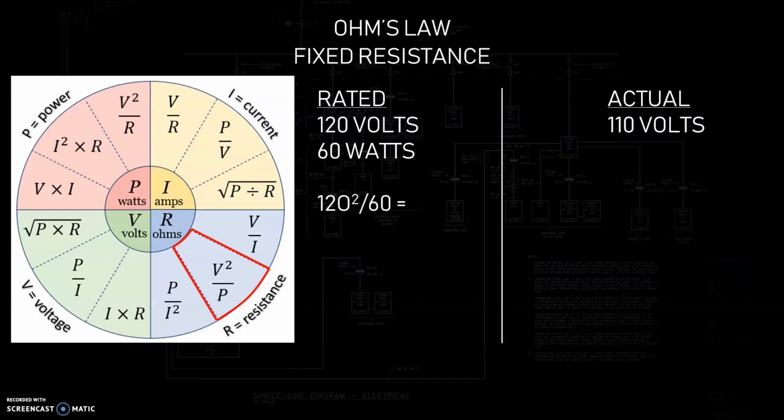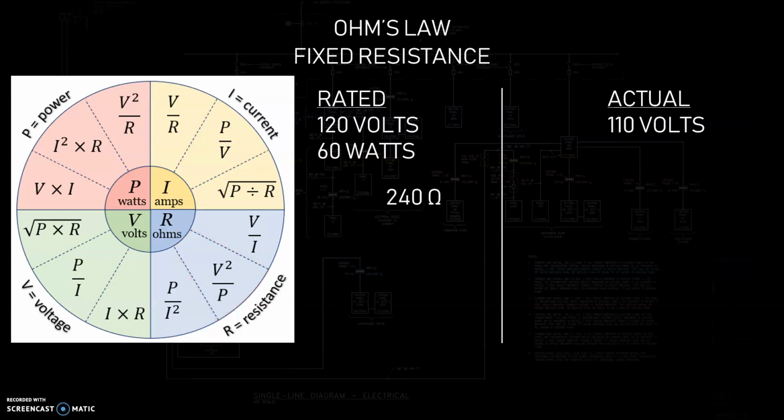Remember, if you're using the old-fashioned calculator, we have to remember order of operations. We have to do parentheses and exponents first, multiplication and division second, add and subtract third. Exponents is a fancy way of saying squared, so we have to square that first. So 120 squared, then divided by 60. Regardless, if you do that right, you should get 240 ohms.